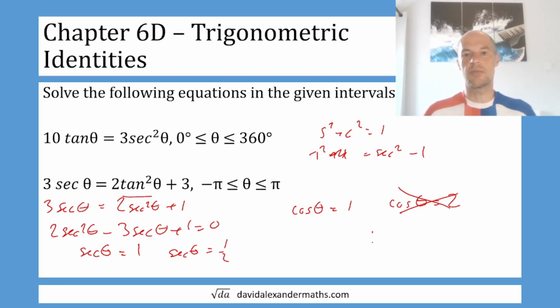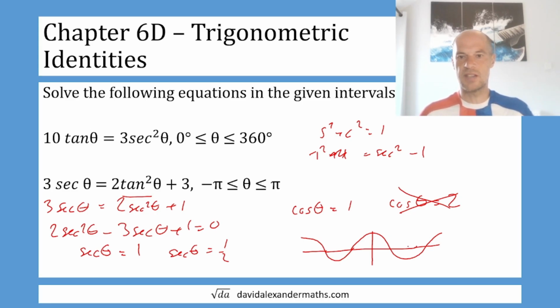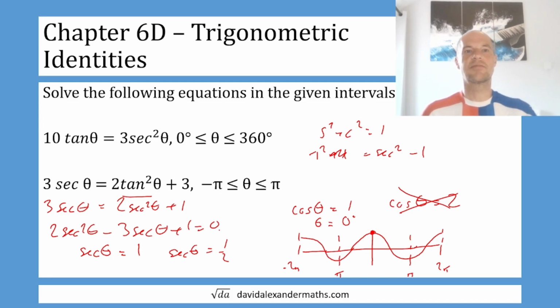Now, rather than using my calculator, let me just work out when I get this. So this is 2 pi here, this is negative 2 pi, so pi is this point here, and this is positive pi. So when am I getting this solution of 1? Only on this one place here, and that is when theta is 0. There we go. So theta is 0 degrees. That's the only solution to that equation there.